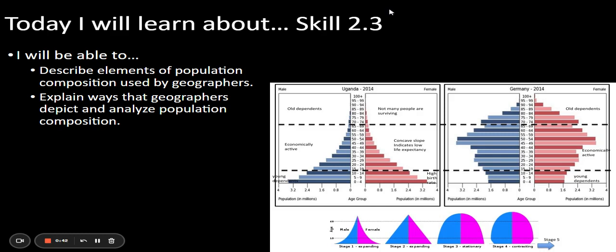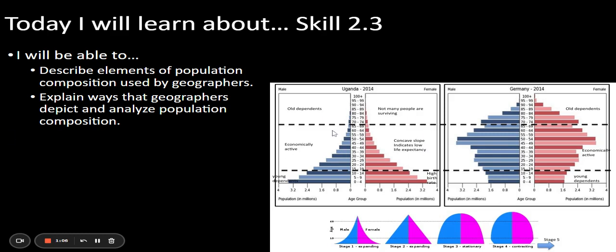Right, okay. So after today's lesson, you will be able to describe elements of population composition used by geographers and explain ways that geographers depict and analyze population composition. To summarize it all, guys, you're going to learn how to read a population pyramid. A population pyramid, hence the pyramid.